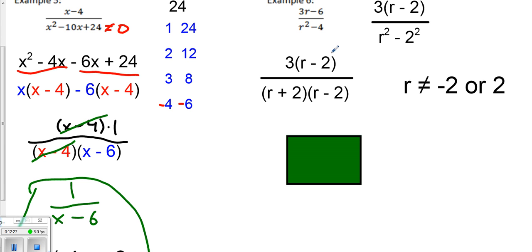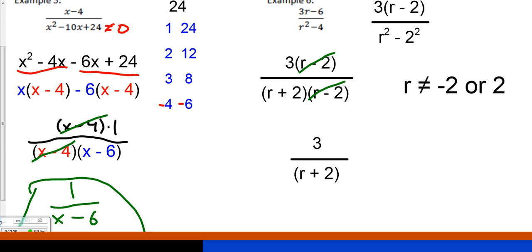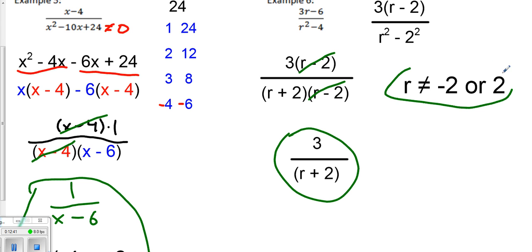Looking to simplify this, r minus 2 and r minus 2 cancel, which means we're left with 3 over r plus 2. So this would be our simplified form. These would be our excluded values.